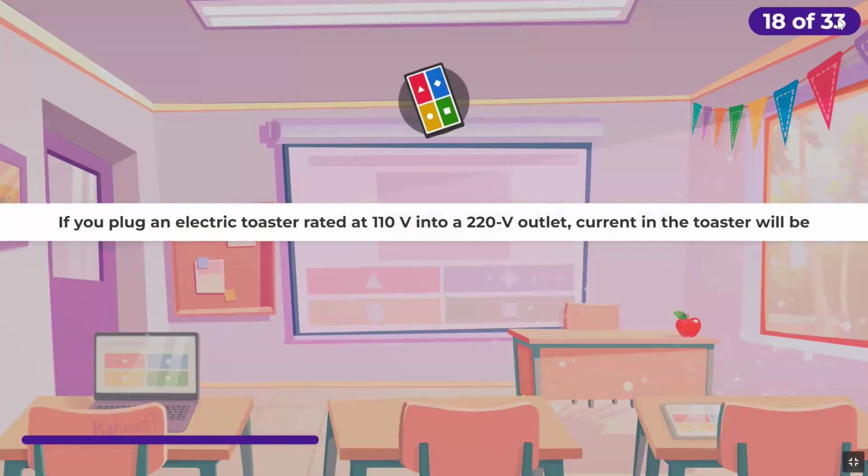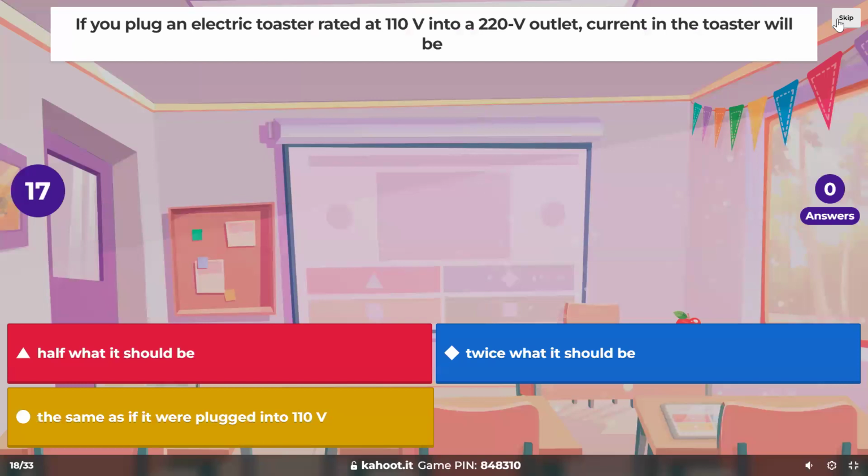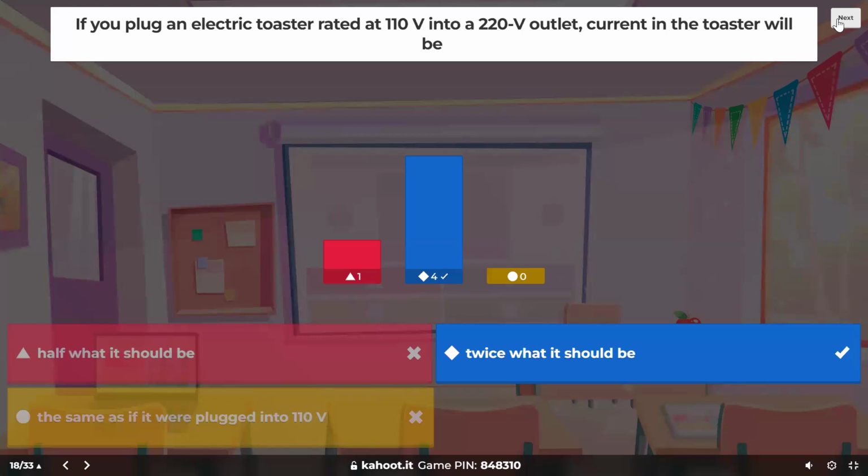If you plug in an electric toaster rated at 110 volts into a 220 volt outlet, the current in the toaster will be... sounds like Ohm's law, I equals V over R. We just double the voltage. What happens to the current? If you double the voltage, the current is also twice as much. That's Ohm's law, I equals V over R. If you double the voltage, you're going to double the current.